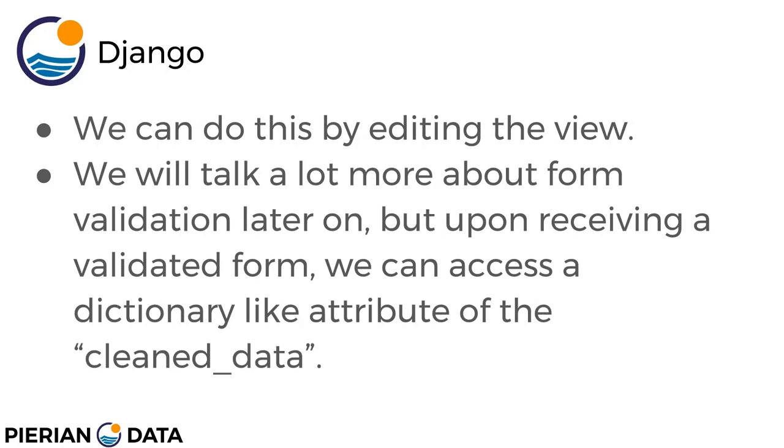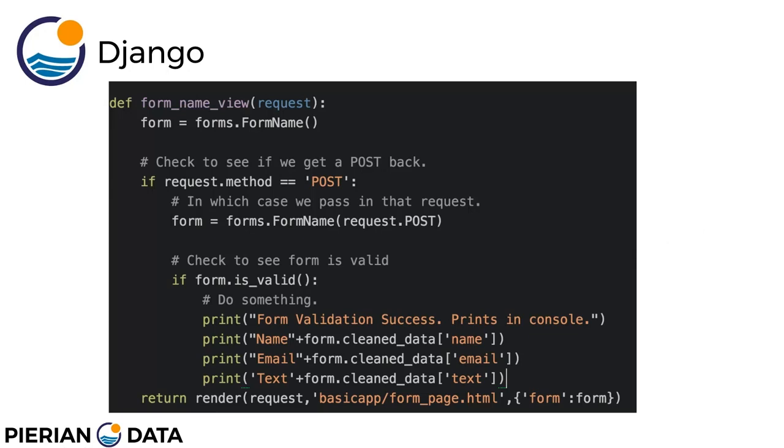And you can actually do this by editing the view. So far we just showed you a simple view. We're going to talk about a more advanced one. And later on we'll actually talk a lot more about form validation, and how you can have your own custom validation rules. But for now, upon receiving a validated form, we'll assume it's just valid. We can access what's known as a dictionary-like attribute of that actual data called clean data. And this will look something like this.